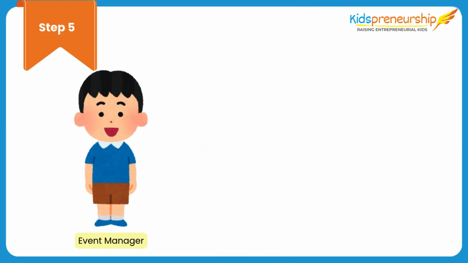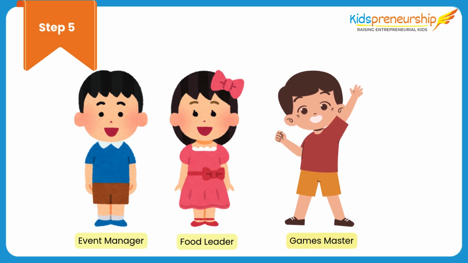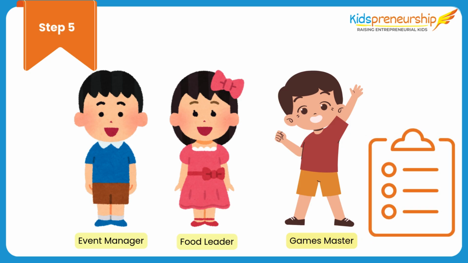For example, someone could be the event manager, making sure everything goes according to plan, while another person could be the food leader, responsible for snacks and drinks. If you're having games or activities, you might want a game master to organize them. Using the team roster sheet, write down the names of your friends or classmates next to the job they'll do. This way, everyone knows what they're responsible for.